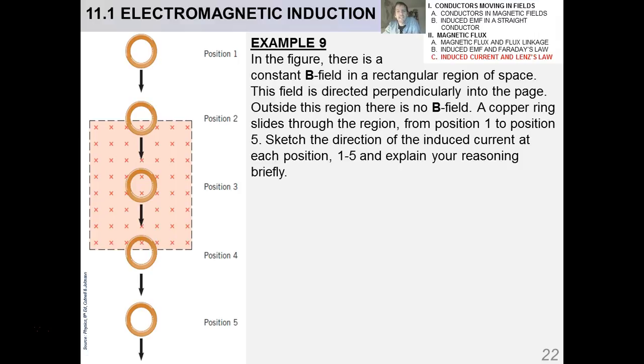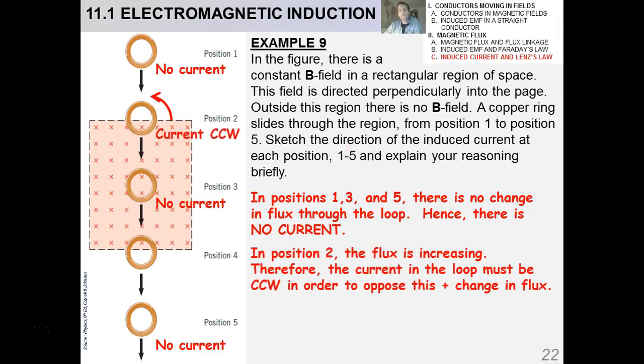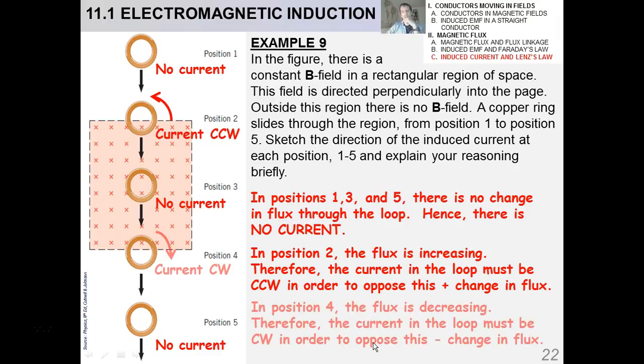All right, so I'm asking you to sketch the direction of the induced current at each position and explain your reasoning briefly. I'm saying in positions 1, 3, and 5, there's no change in flux through the loop, so there's no current, as I just discussed. In position 2, the flux is increasing, right? Because there are more magnetic field lines going through the plane of the loop each instant of time because the loop is moving into the field. Therefore, the current must be counterclockwise in order to oppose this change in flux. In position 4, it's just the opposite.